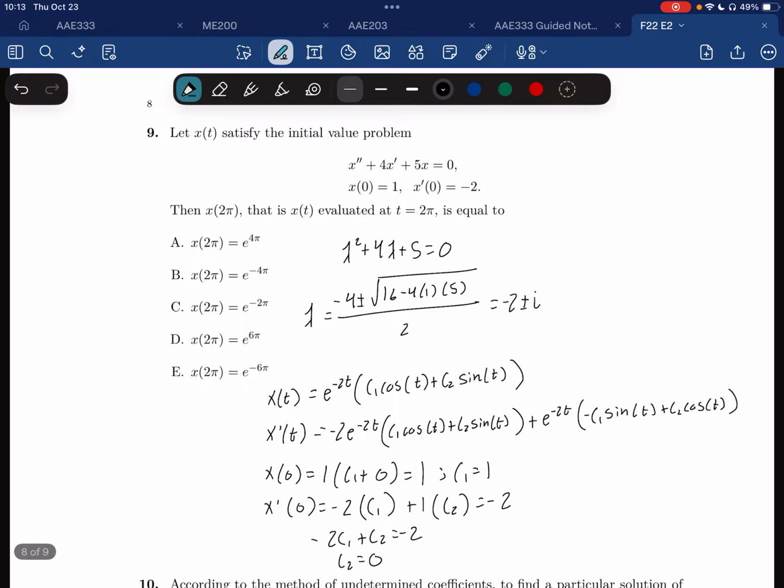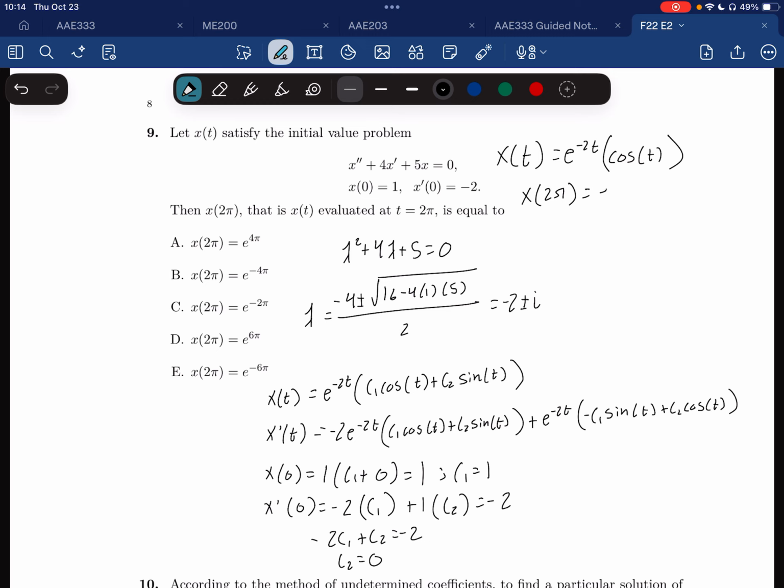So our actual x of t is equal to just e to the minus 2t cosine of t, because c2 goes to 0. Right. Now they want us to find x of 2 pi.